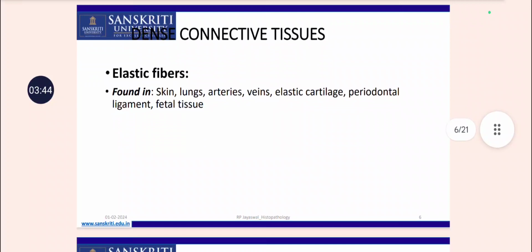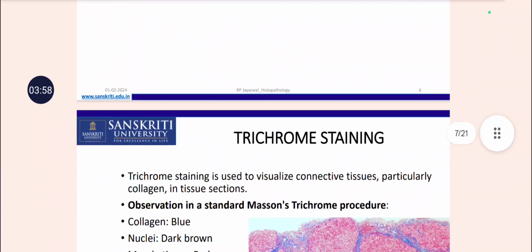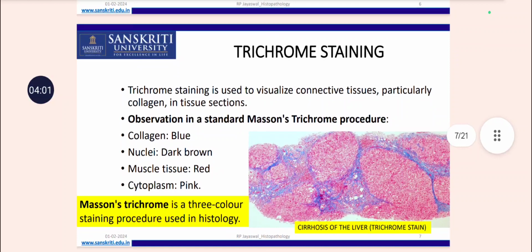This is also one of the types of dense connective tissues, that is elastic fiber. And they are found in skin, lungs, arteries, veins, elastic cartilage, periodontal ligament, and fetal tissues. Now we'll start with the staining procedures.